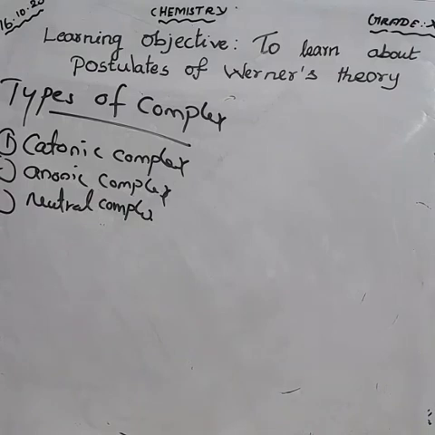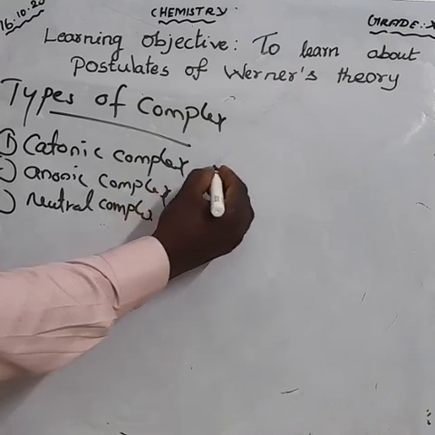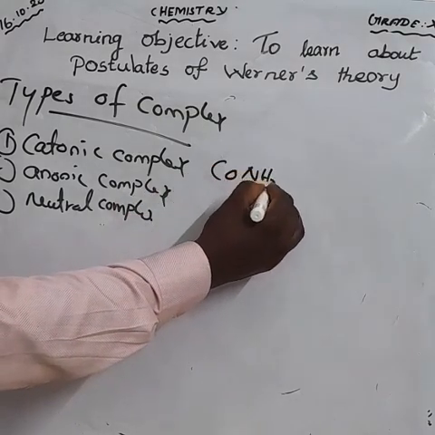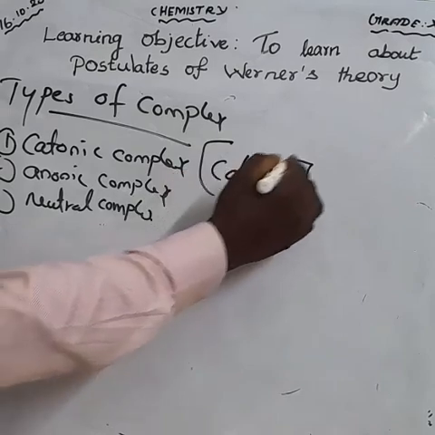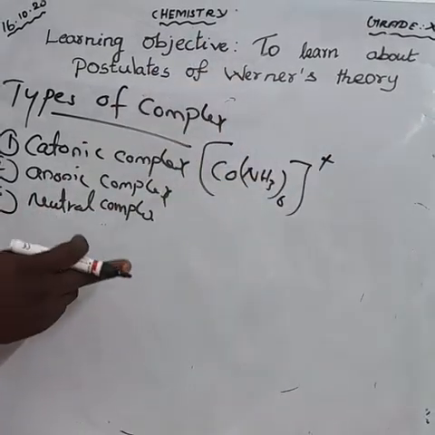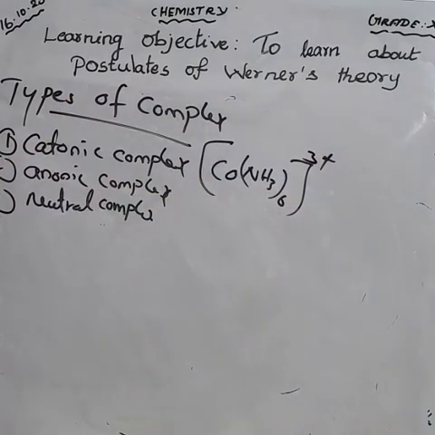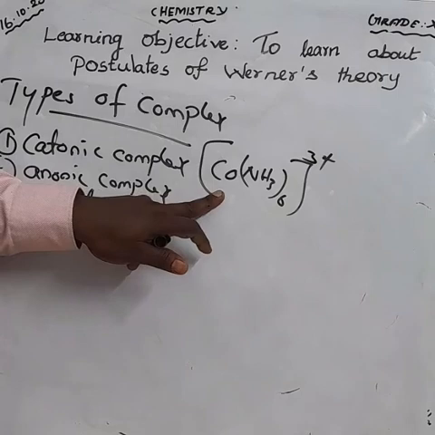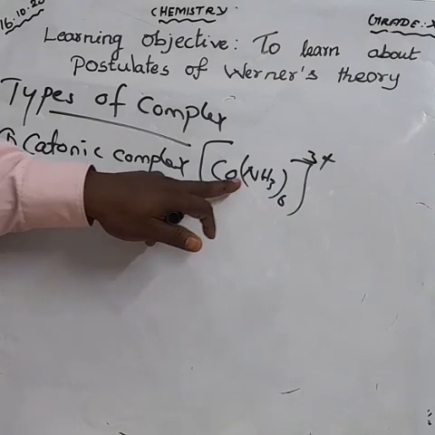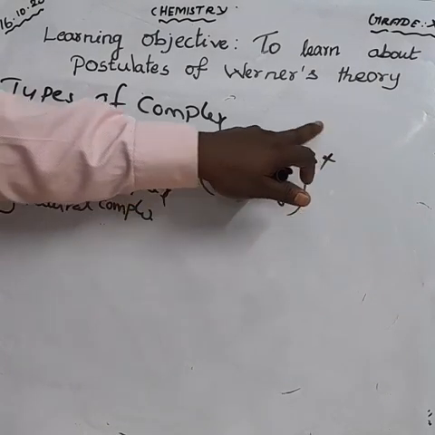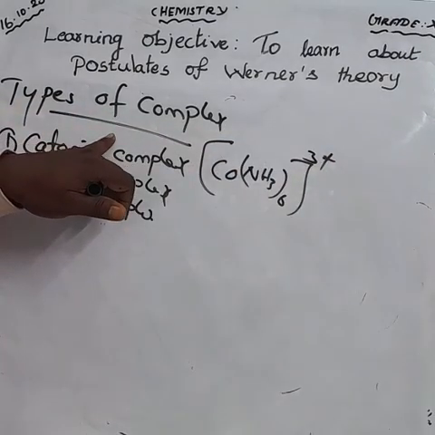For example, cationic complex means the coordination entity must have a plus charge. Plus charge means we say cationic complex. For example, [Co(NH3)6]3+, cobalt with six ammonia and a plus 3 charge. This is one of the complexes. Having a plus charge, we say cationic complex.